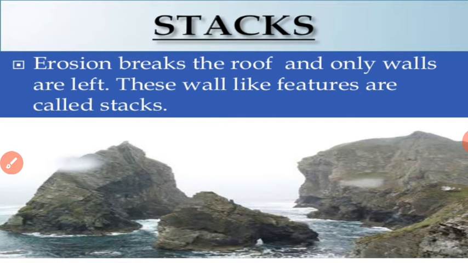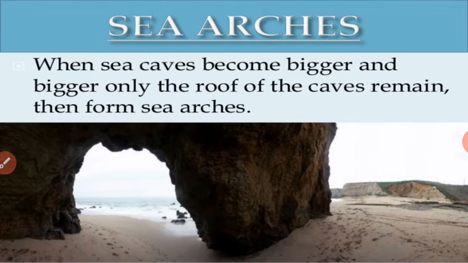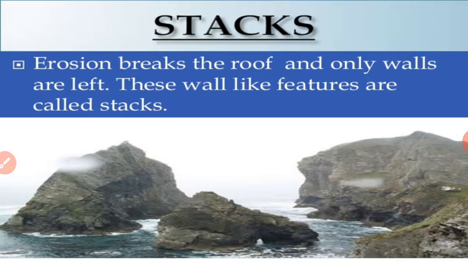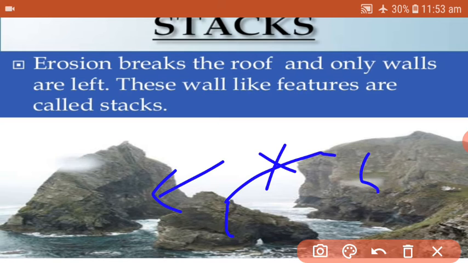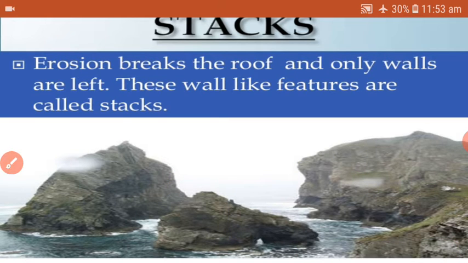Over a period of time erosion breaks the roof also, as we have seen with the first part. So that is also removed. Now the roof is removed, and these wall-like structures are known as stacks. There used to be a roof like this, but now there is no roof. This wall-like structure you can see in the picture is known as a stack.